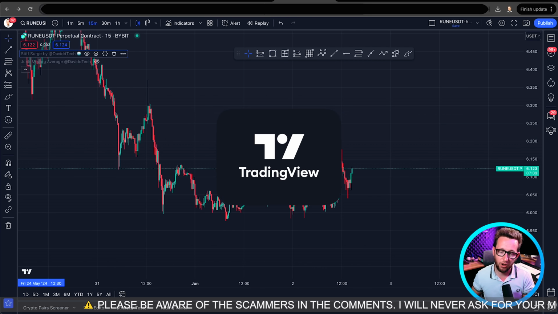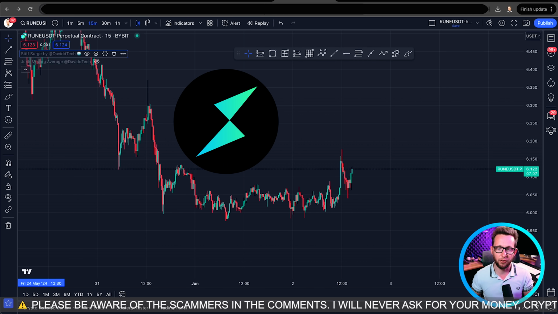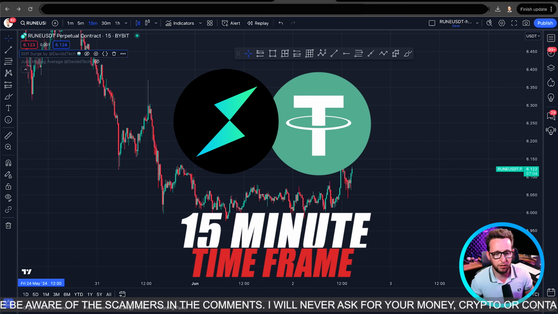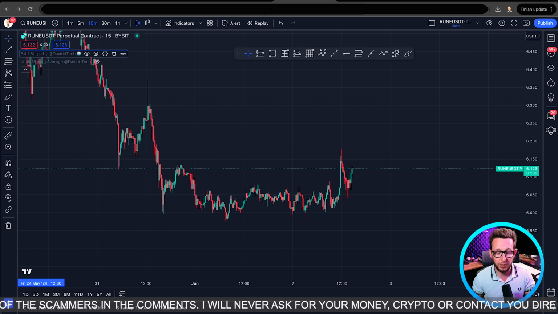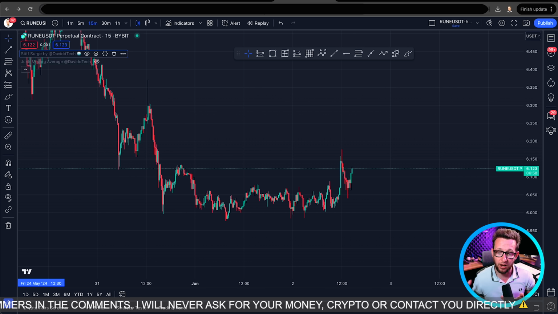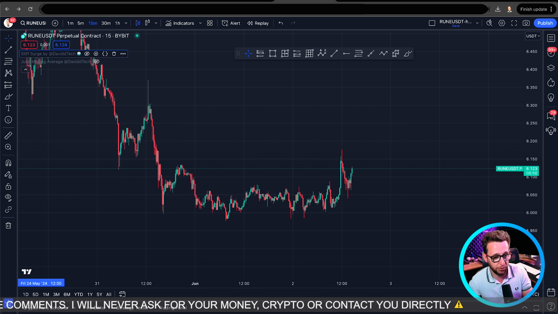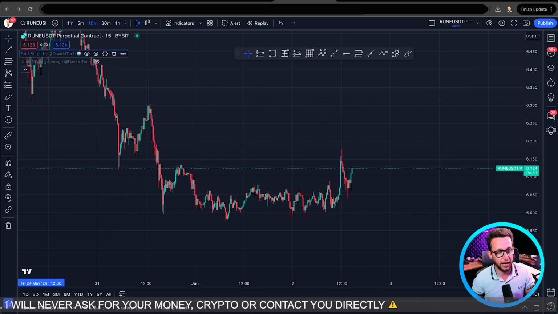Right, here we are on TradingView. I am on Rune USDT on the 15-minute time frame. I've decided to build a trading strategy on a different coin pair. I will explain why after I've gone through all of this, but let's start by adding the indicators.